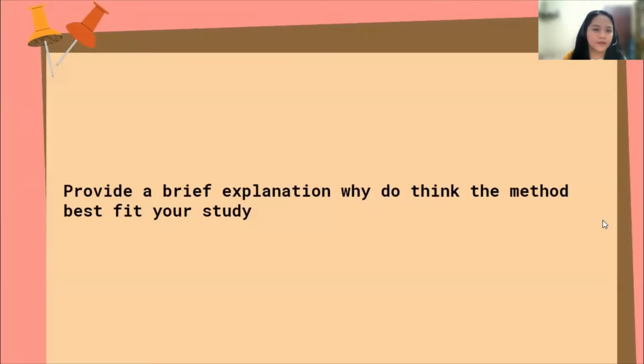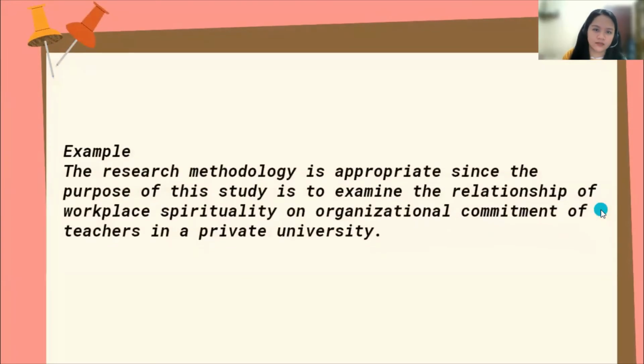Third step, provide a brief explanation. Why do you think the method best fits your study? So bakit ba yun ang research method mo? So an example, the research methodology is appropriate since the purpose of this study is to examine the relationship of workplace spirituality on organizational commitment of teachers in a private institution.